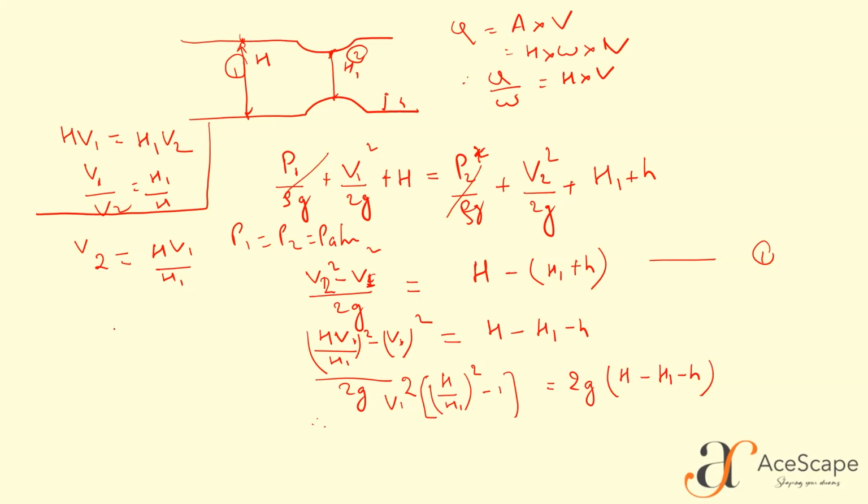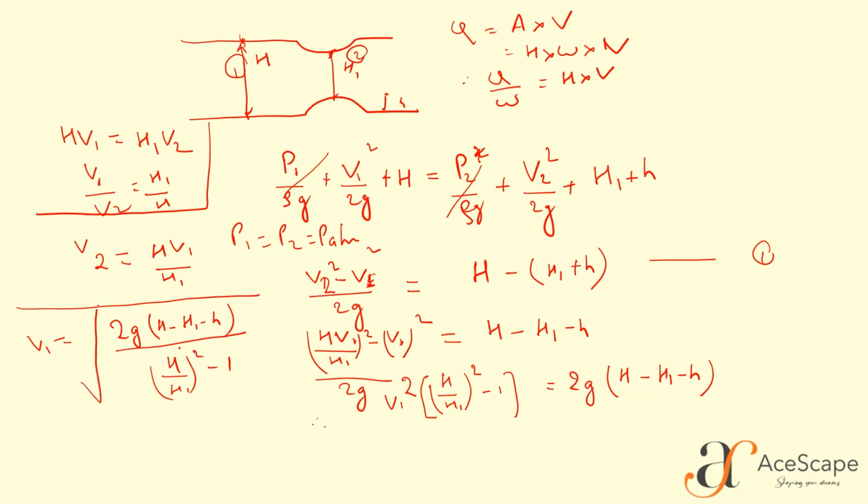So from here, the value of V1 is nothing but the square root of 2g into h minus h1 minus h, upon h upon h1 whole square minus 1. So we got the velocity at point 1. Now we multiply by the height, because we are calculating the discharge per unit width. So we need to multiply it by h.